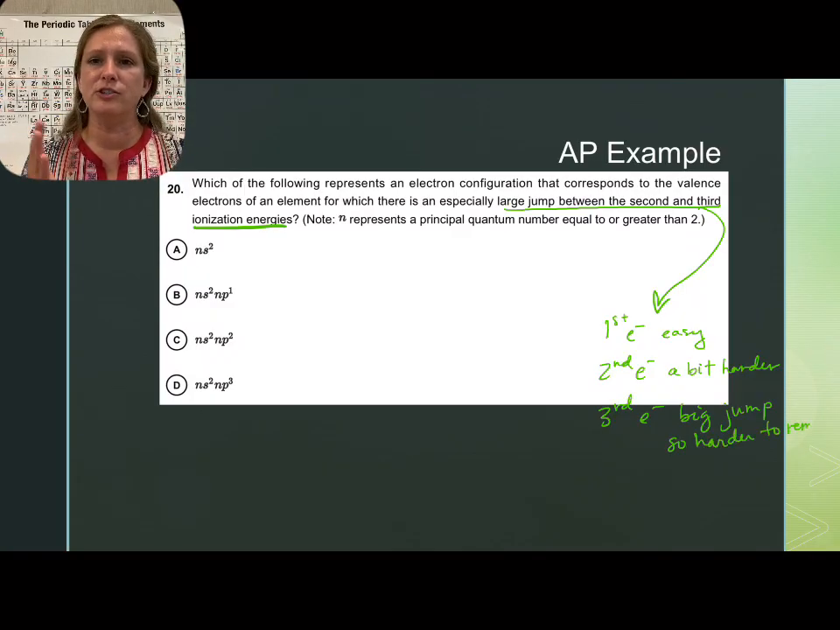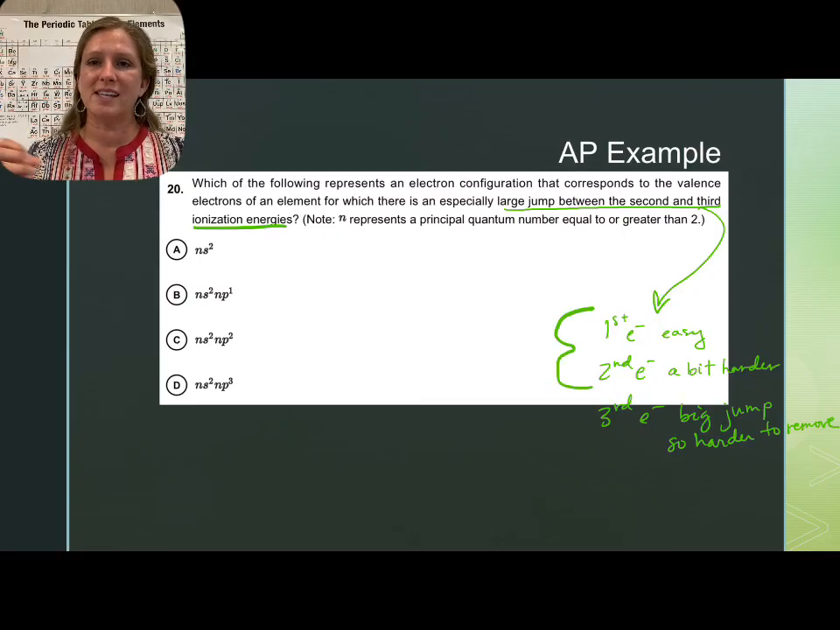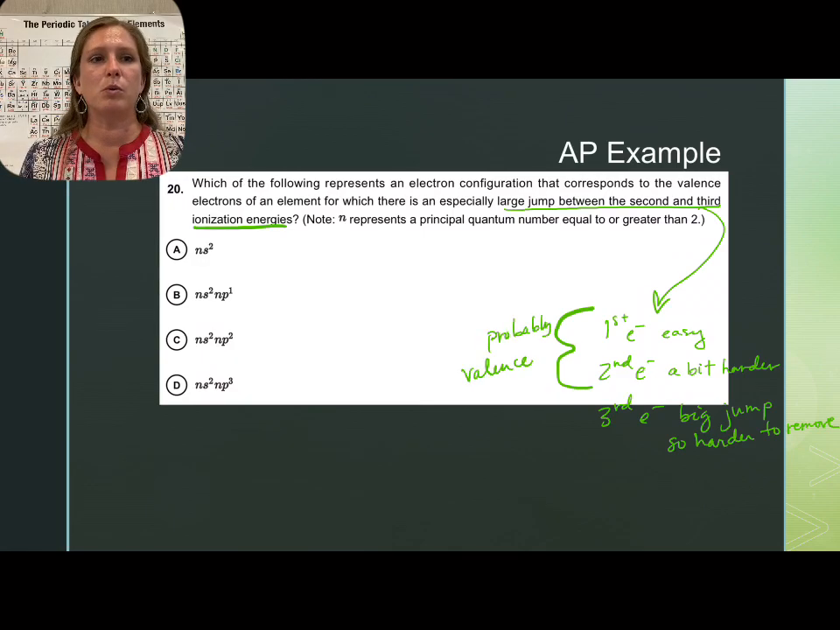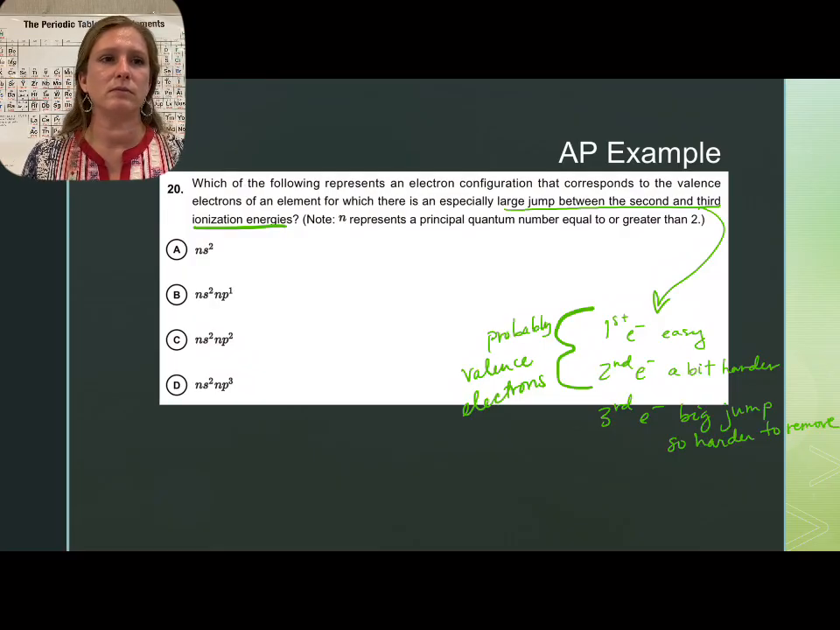All right, so what would a jump between the second and third ionization energy mean? Well, it means that removing the first one is relatively straightforward. Removing the second one is only slightly more energy, but then it's a lot more energy to remove a third one. So we're looking for an electron configuration that would describe a situation where you could remove 2 electrons, but then the third one would be very difficult to remove.